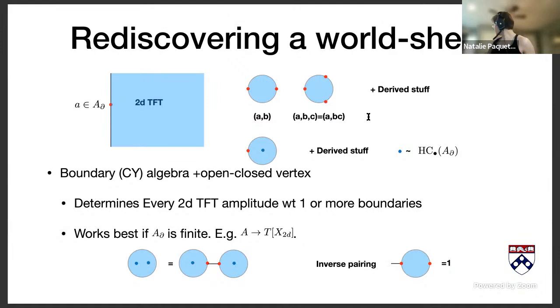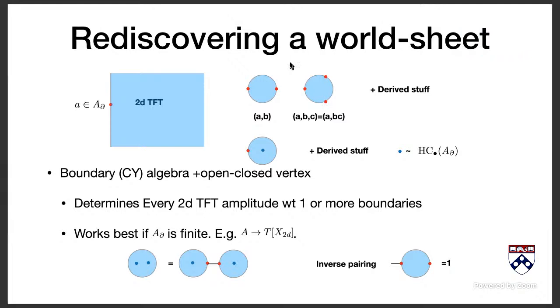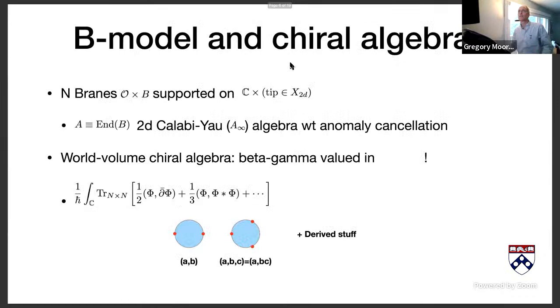Yes, Greg? So, could we go back to the family of vertex operator algebras? I think you said it was deforming the Hochschild cohomology of A of Z. Yes. There we are. Okay, right there.